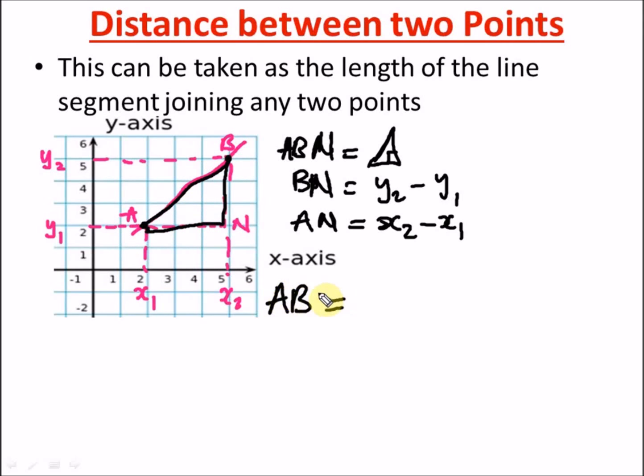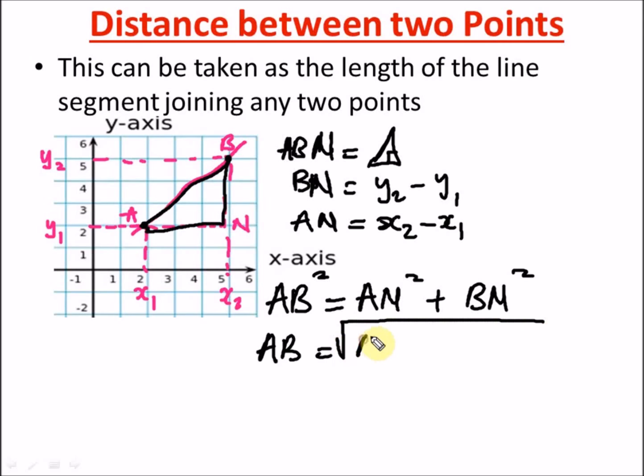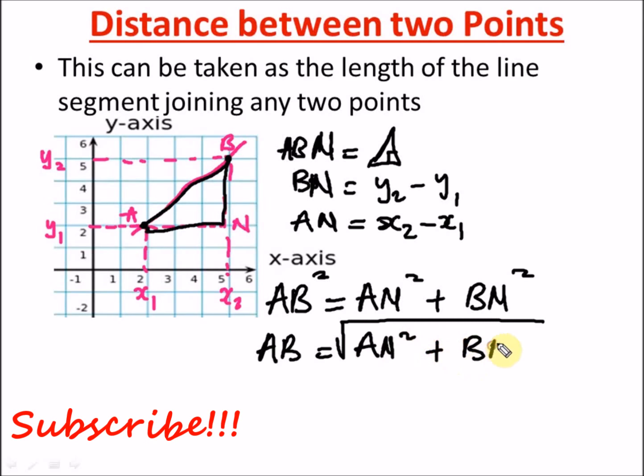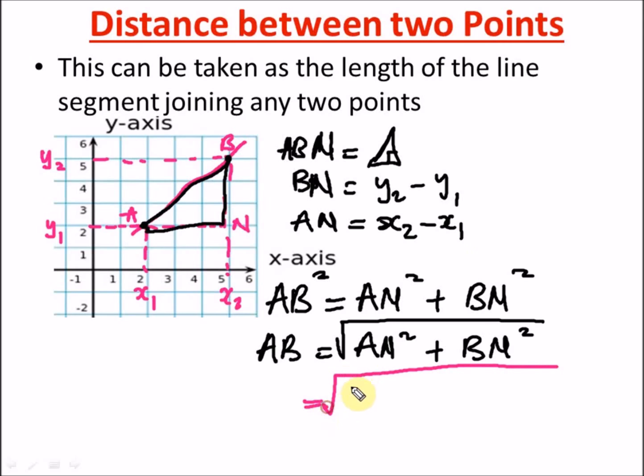So to get our hypotenuse, which is AB, the distance between the two points, that's the length of this line joining any two points, following Pythagoras theorem, AB squared is equal to AN squared plus BN squared. So AB will be equal to the square root of AN squared plus BN squared, where AN is x2 minus x1, so we have the square root of (x2 minus x1) all squared plus BN, which is (y2 minus y1) all squared. So this is the formula to find the distance between two points.